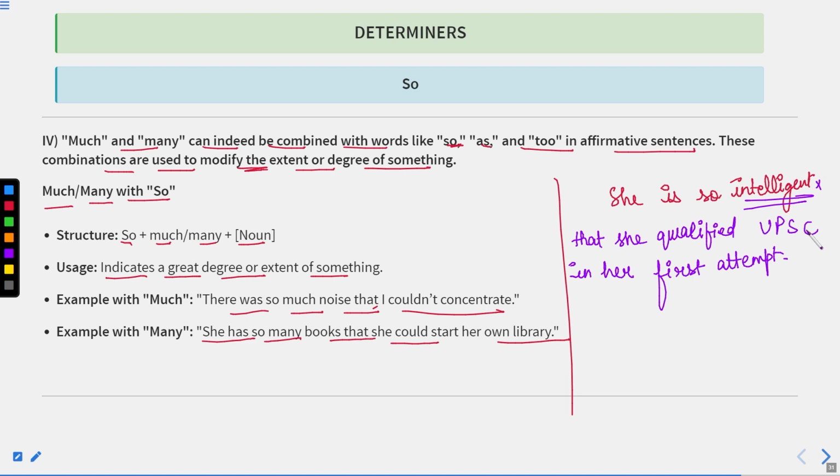Now, if I say "there was so much noise," that is not enough. This sentence will not be complete. If you want to complete the sentence, you should say, "There was so much noise that I couldn't concentrate." So this phrase is really very important if you want to use "so."